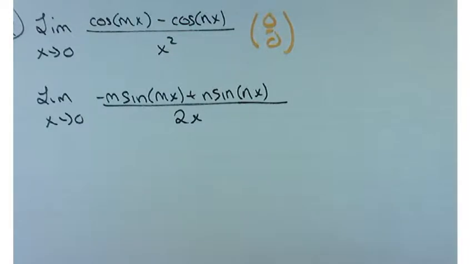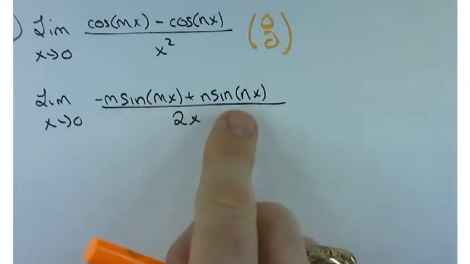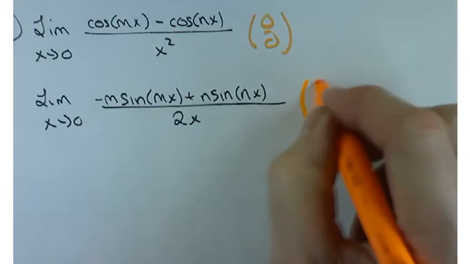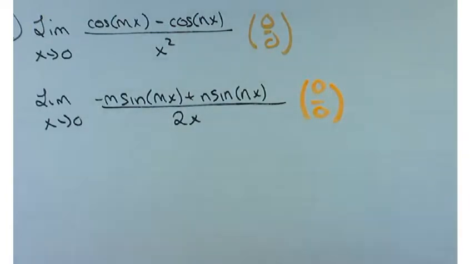And that doesn't seem to have gotten us anywhere, right? Because we're still at the same problem. Sine of 0 is 0. Sine of 0 is 0, so I have 0 over 0 again. That's kind of a bummer. So what am I going to do about that?